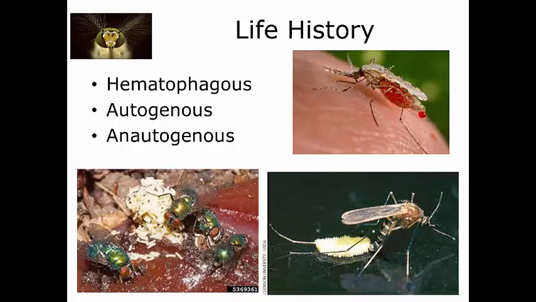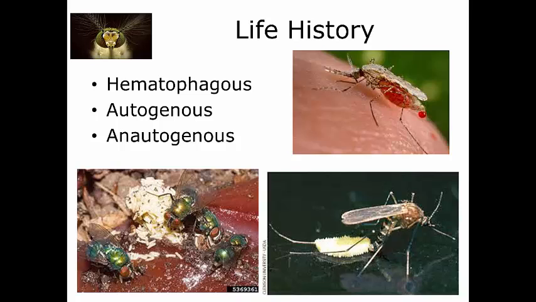The opposite of this is anautogenous. Anautogenous organisms need a protein meal before they can produce their first batch of eggs. So a lot of blowflies, a lot of mosquitoes, they have to blood feed. They have to go feed on rotting material. They have to feed on fecal matter. They have to get protein into their diet.